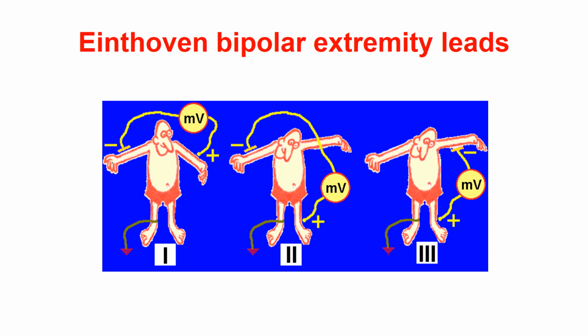Leads I, II, and III are called the limb leads. The electrodes that form these signals are located on the limbs, one on each arm and one on the left leg. The limb leads form the points of what is known as Einthoven's triangle. Lead I is the voltage between the positive left arm, L, electrode and the right arm, R, electrode. Lead II is the voltage between the positive left leg, F, electrode and the right arm, R, electrode. Lead III is the voltage between the positive left leg, F, electrode and the left arm, L, electrode.